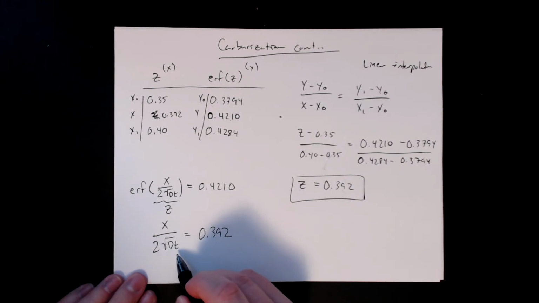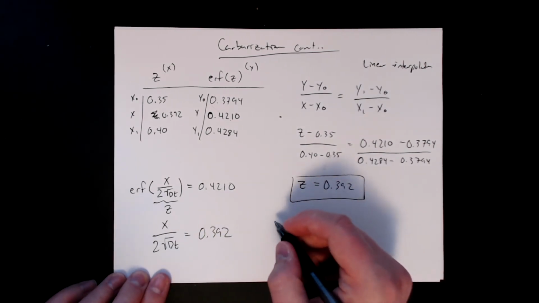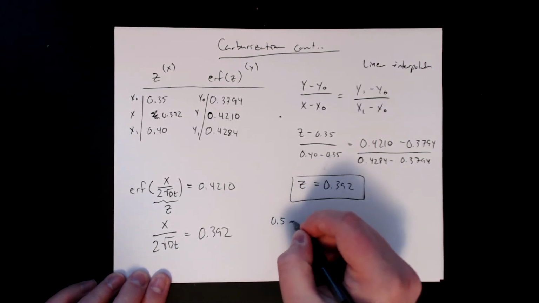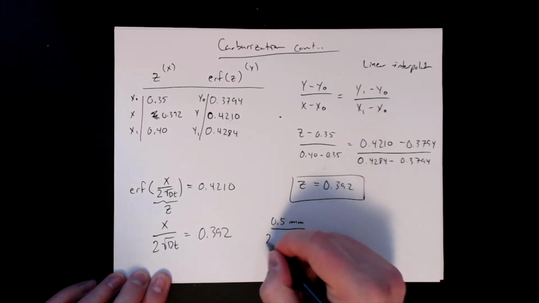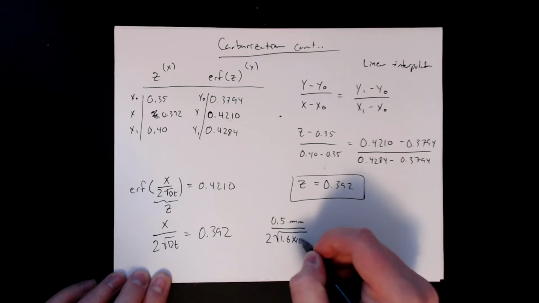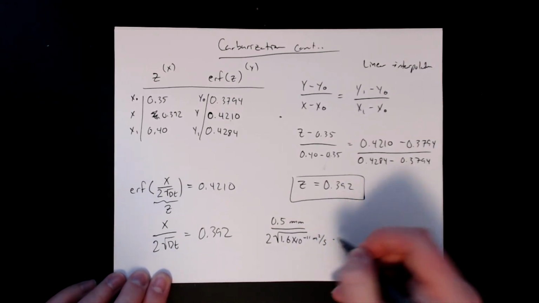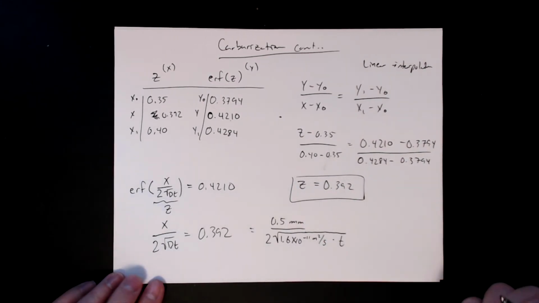And so from here, we can plug in what we know and solve for what we don't, right? We need to know what the time is, and we're given the diffusion coefficient, and we're given the position, right? So we know from the previous that the position is 0.5 millimeters, and then our diffusivity is 1.6 times 10 to the minus 11 meters squared per second, and then we want to know time, right? That's what this is equal to.